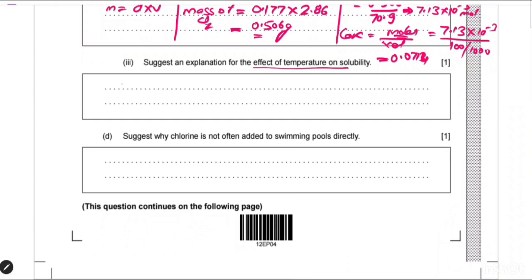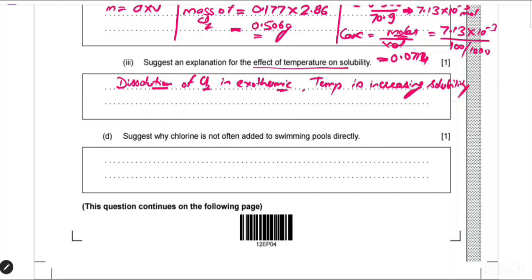So it means the dissolution of chlorine in water is an exothermic process. Why? Because as temperature is increasing, the solubility of chlorine goes on decreasing.